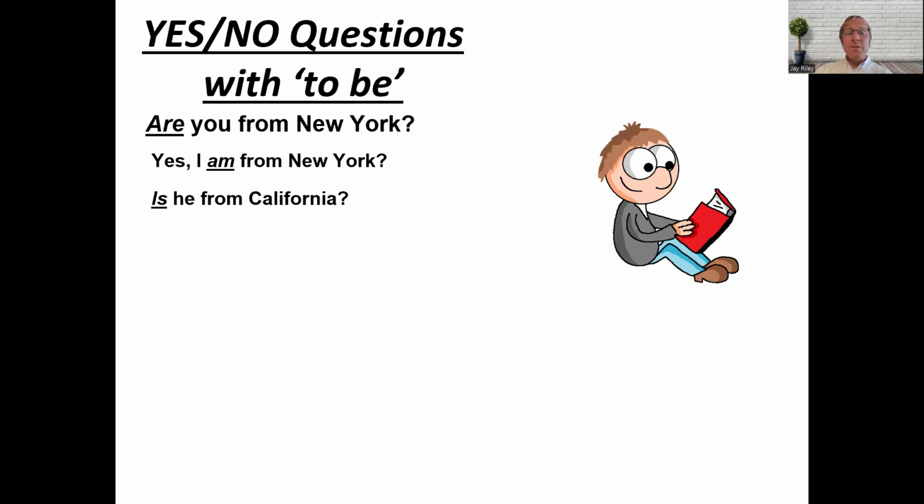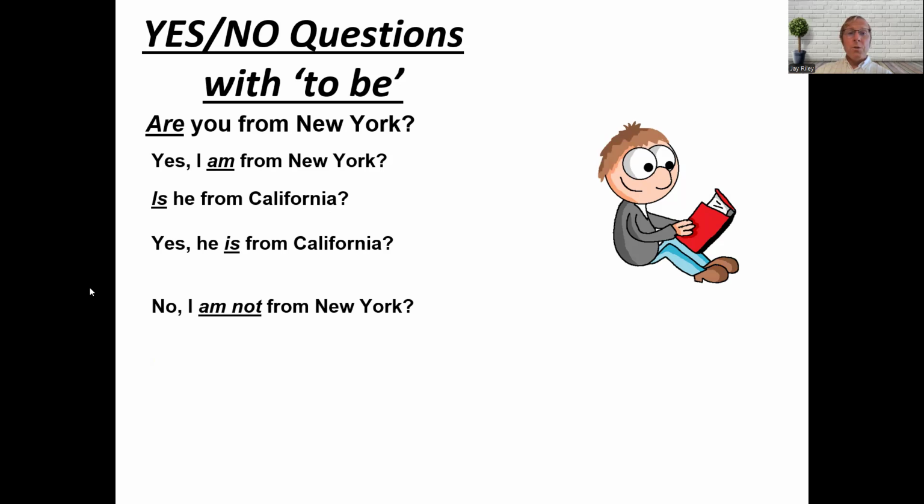Is he from California? Yes, he is from California. You can also say, no, I am not from New York. I am from California. When we want to form a negative sentence with the verb to be, we use the word not. I am not. You are not. He is not.